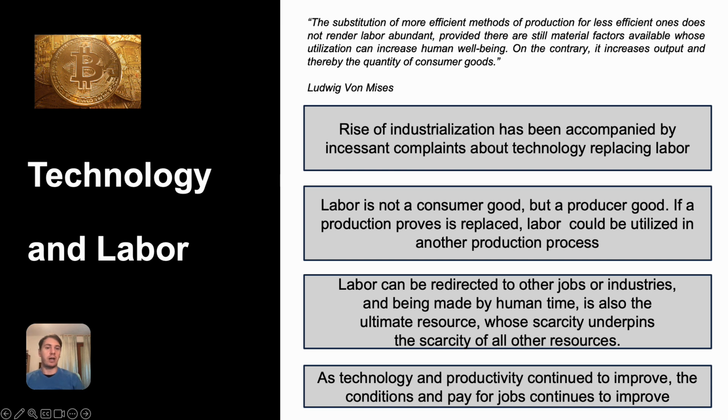Again quoting Ludwig von Mises, "The substitution of more efficient methods of production for less efficient ones does not render labor abundant, provided there are still material factors available whose utilization can increase human well-being. On the contrary, it increases output and thereby the quantity of consumer goods." The rise of industrialization has been accompanied by incessant complaints about technology replacing labor. On an intuitive and superficial level, this appears to make sense.